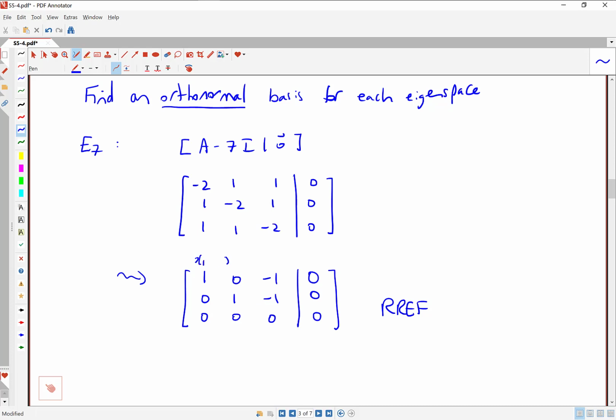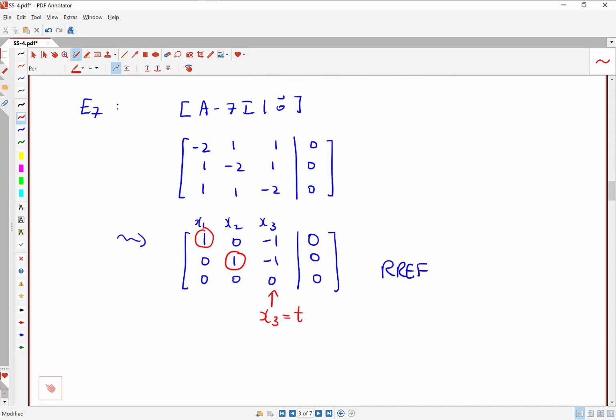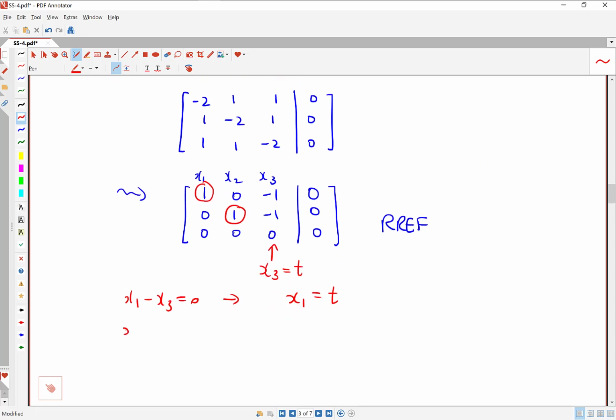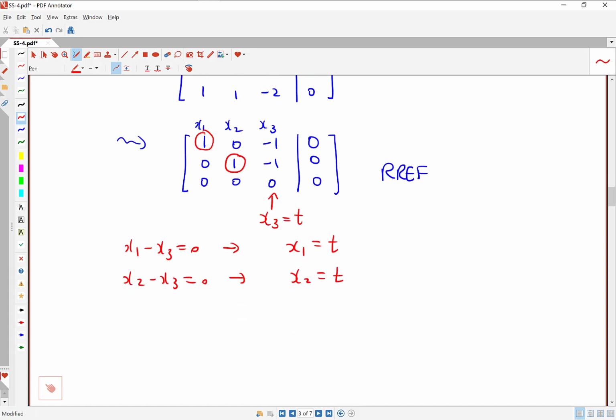So let's call our variables x1, x2, x3. If we go through the rows and circle the first non-zero entry in each row, we end up with a couple circles. x3 does not have a circle in its column, so that's going to get a parameter. And then the top row says x1 minus x3 equals 0. So if we solve that for x1, that says x1 equals x3, but x3 is t. And similarly for the middle row, x2 minus x3 equals 0. So if we solve for x2, that says x2 equals x3, and again, x3 is t. So what we're getting is all our variables equal to t.